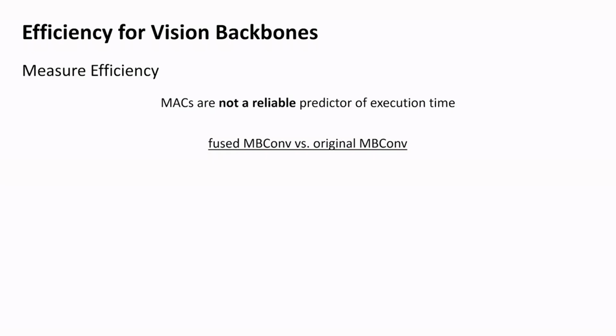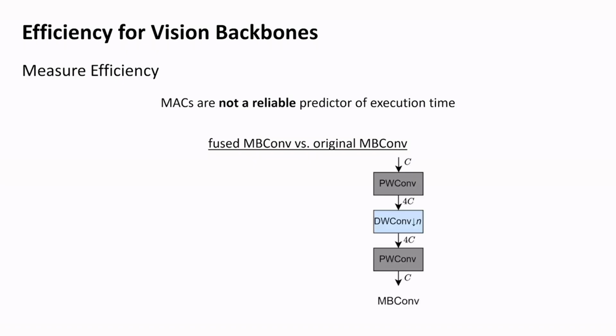At last, we will take a look at the mobile inverted bottleneck block, abbreviated as MBConv. The original version features a pointwise convolution, followed by a depthwise convolution, and then finished by a pointwise convolution again. The pointwise convolutions increase and decrease the channel dimension by an expansion factor. In this figure, it is 4.